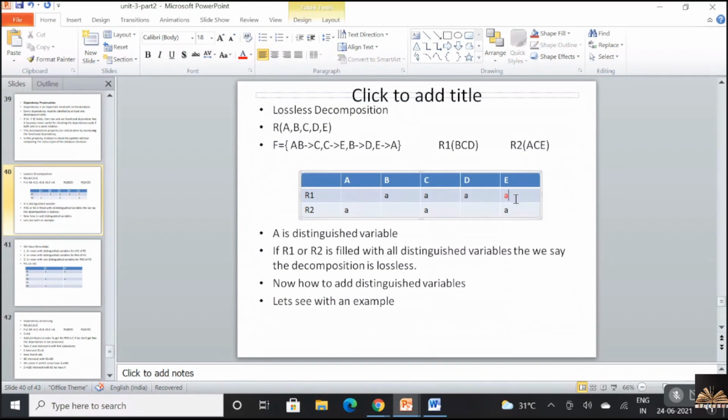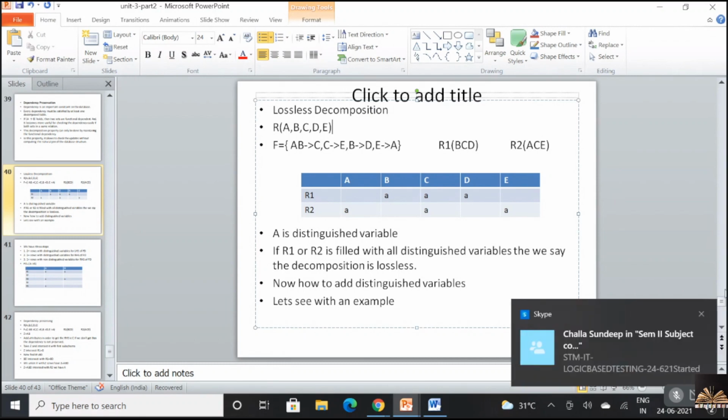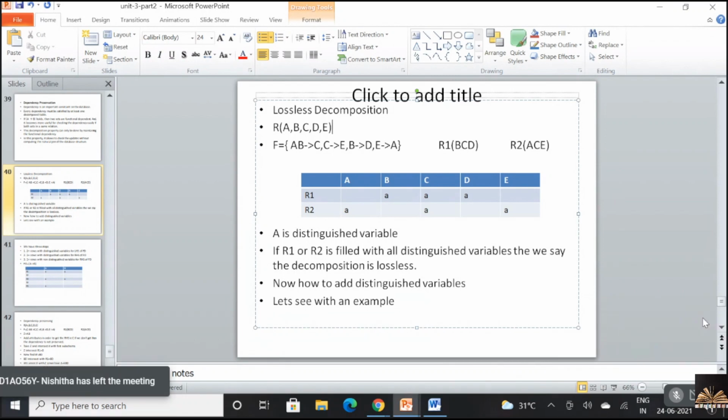Now, how I'm trying to prove the first property, which is lossless decomposition: I have a relation capital R with A, B, C, D, E as its attributes, and a set of functional dependencies F equal to AB implies C, C implies E, B implies D, and E implies A. These are the functional dependencies that are existing, and the relation capital R is broken into R1, which is BCD, and R2, which is ACE.